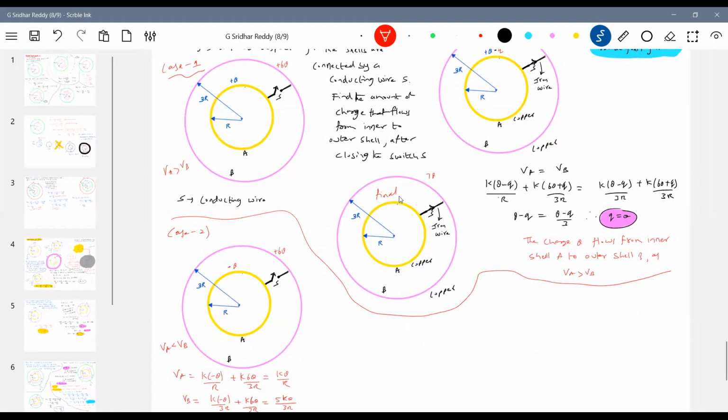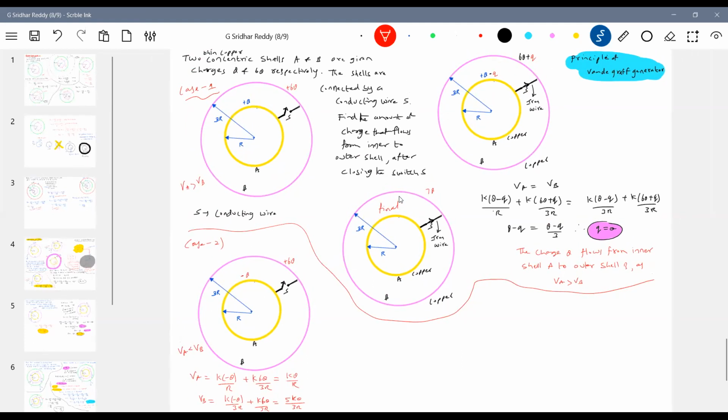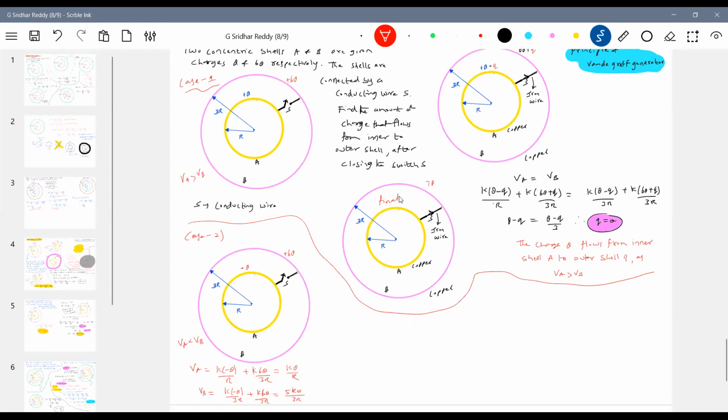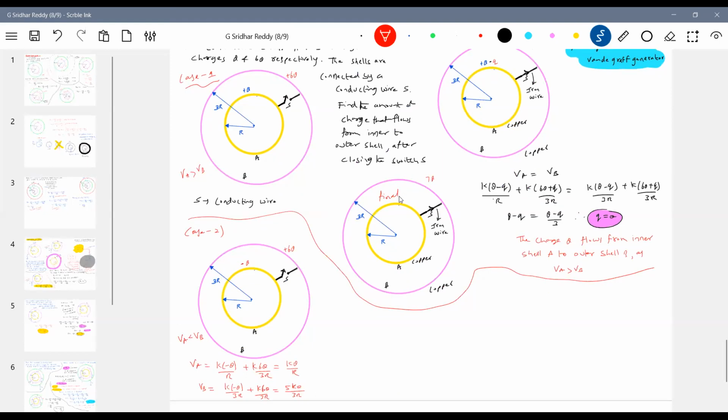Yeah, I think you have everything in front of you. Make an observation. VA less than VB, I'm very sure. I'm going to close the switch. After closing the switch, what will happen? I'll draw a small diagram. I don't have space.